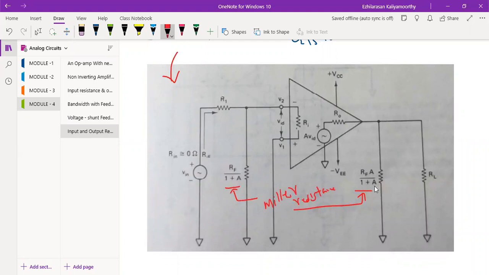You can use this when you are finding any input or output impedance and there is a passive element between the input and the output. At that time we need to use this kind of theorem, that is Miller's theorem.